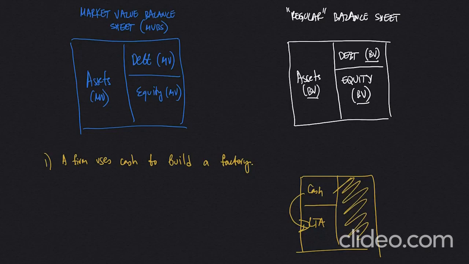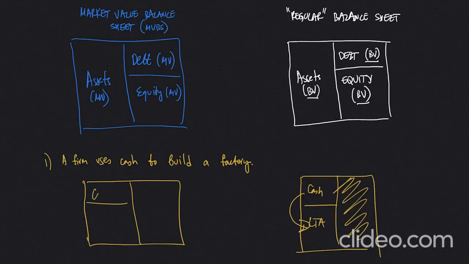Now, things are slightly more interesting for the market value balance sheet. Let me also schematically draw it and also separate assets into cash and long-term assets. Let's assume for a moment that this transaction is a zero NPV transaction. Then in this case, the company again just uses cash to build a factory, and it doesn't create additional value on its balance sheet.